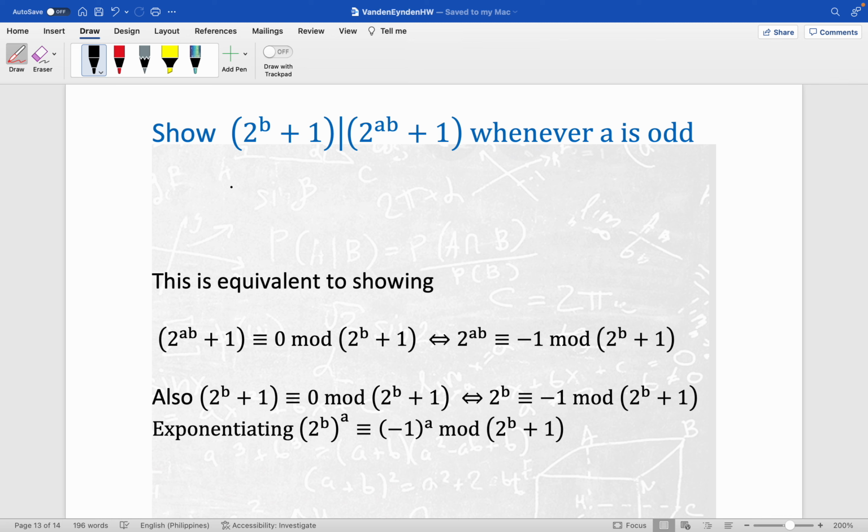I have a relatively short number theory proposition I'd like to show you guys. It reads: 2 raised to the b plus 1 divides 2 raised to the ab plus 1. We are assuming that a and b are positive integers, or non-negative integers, I guess. So we'll write down a and b are understood to be integers greater than or equal to 0.